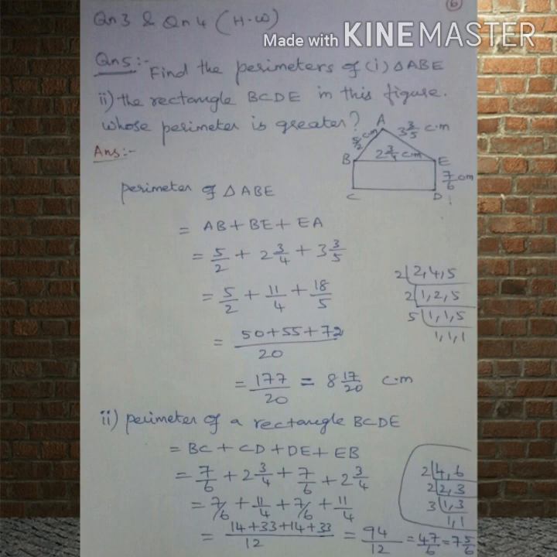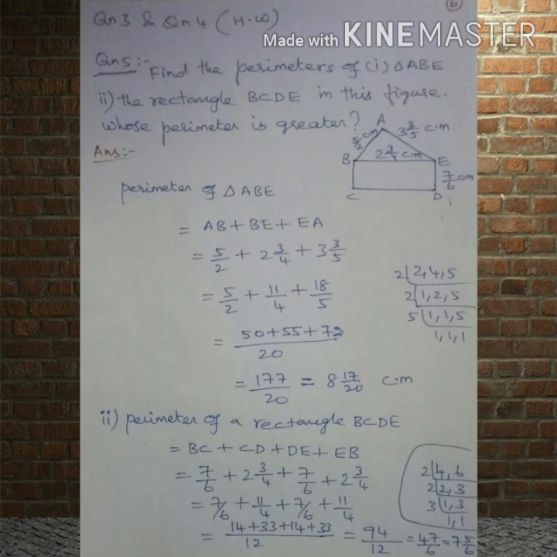It is an improper fraction, so we have to convert it into a mixed one. While dividing 177 by 20, we get the quotient as 8 and 17 as the remainder. So that will be equal to 8 17 by 20 centimeter.